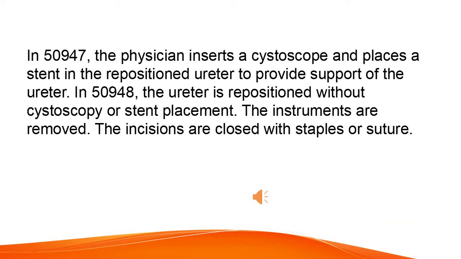The physician inserts a cystoscope and places a stent in the repositioned ureter to provide support of the ureter. In 50948, the ureter is repositioned without cystoscopy or stent placement. The instruments are removed. The incisions are closed with staples or suture.